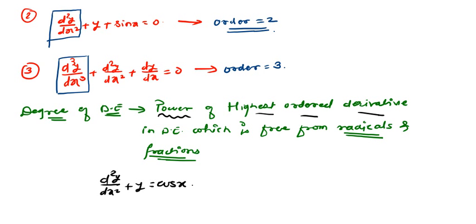Now firstly you need to identify the highest order derivative involved in this differential equation, and that is d2y by dx square. So this is the highest order derivative involved and its power is 1. Therefore the degree of this differential equation will be equal to 1. Now we studied what the order and the degree of the differential equation mean. We will see some examples for this.